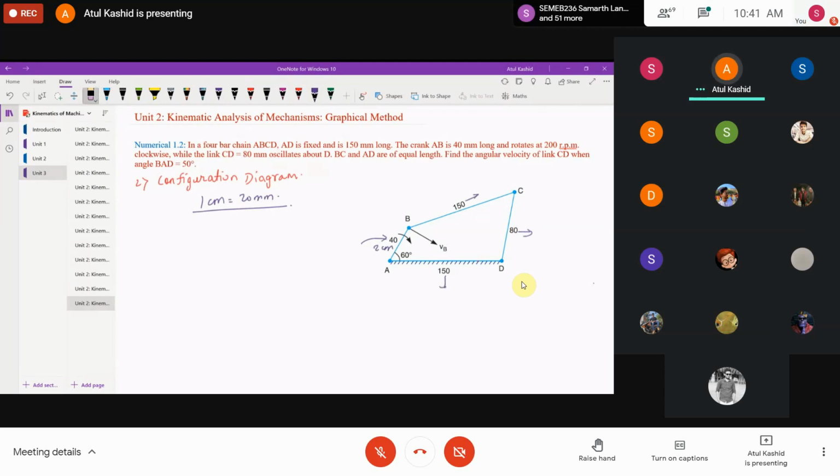By using this scale, first we'll locate the point A. We'll take the point A for the configuration diagram. So please do as I say, parallelly do as I say. We have taken scale 1 centimeter equals to 20 mm for the configuration diagram, right? So in this configuration diagram, the first step is to take any point A on your drawing book, right? I think you're parallelly doing it with me.